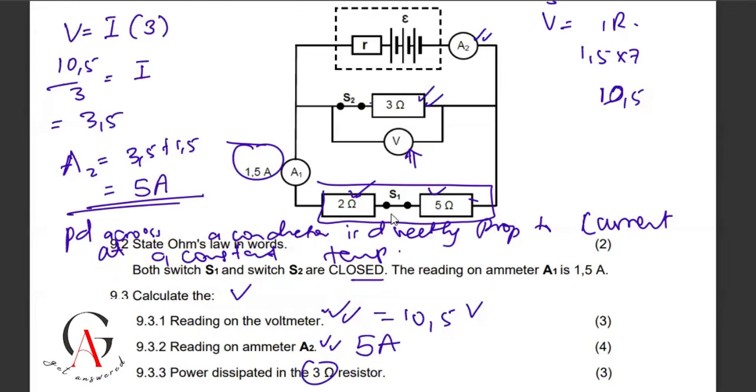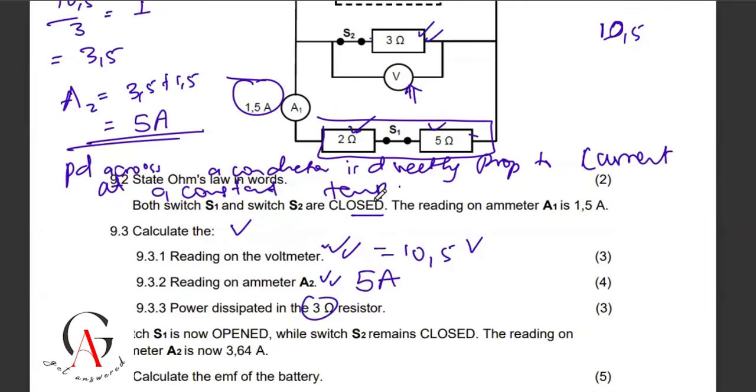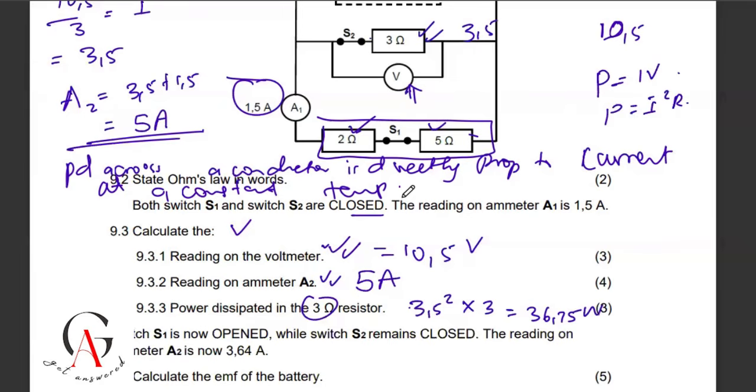And then the power dissipated by the 3 ohm. We know that the current through the 3 ohm is going to be 3,5. We can use power is IV, or we can use I squared R. So it's 3,5 squared multiplied by the resistance, which is 3. I'm getting 36,75 watts. So that is what I'm getting there.